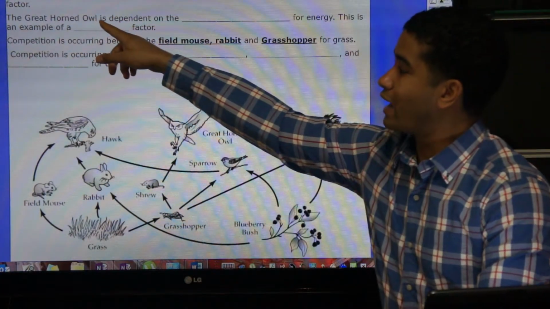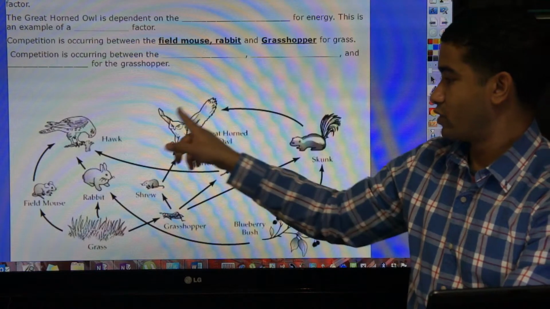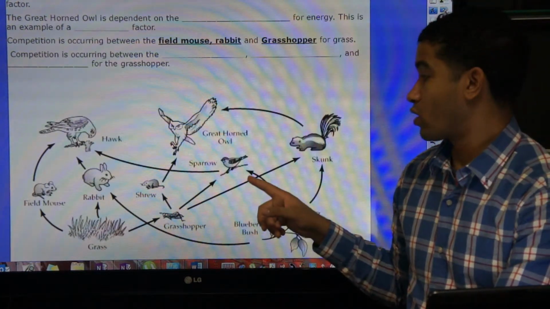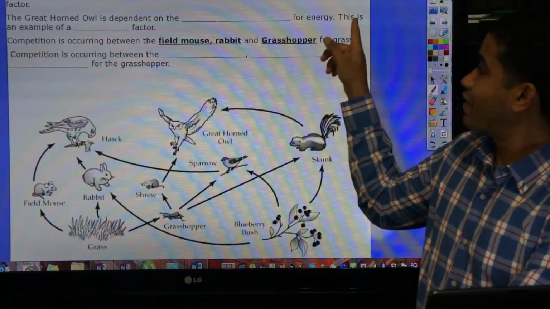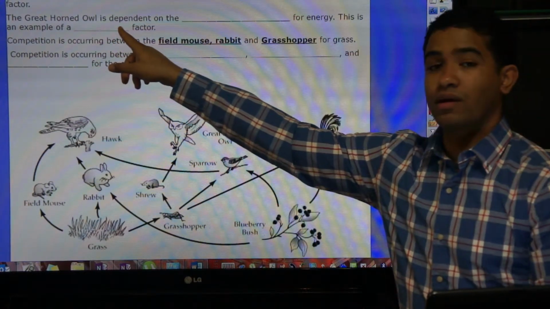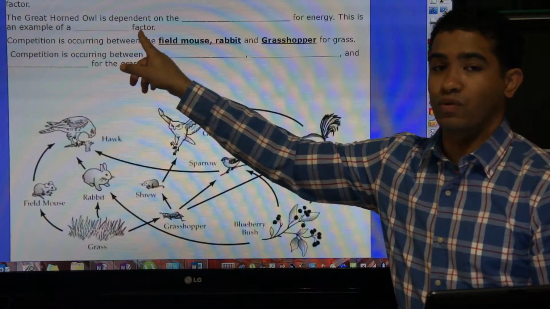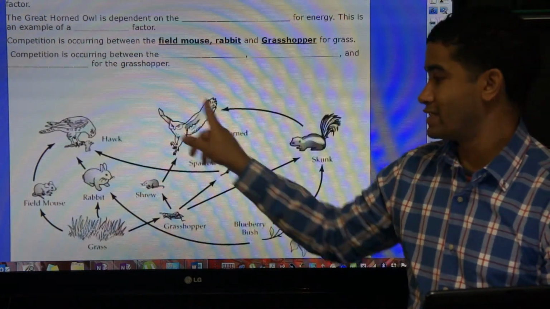The great horned owl is dependent on the blank. So here's your great horned owl. Just pick one of the things that he's dependent on for energy, and this is an example of what type of factor. Abiotic or biotic factor. Pick one. And see where he gets his energy from.